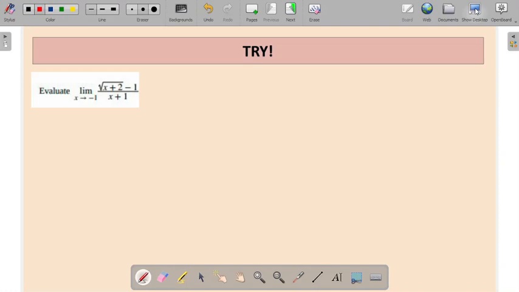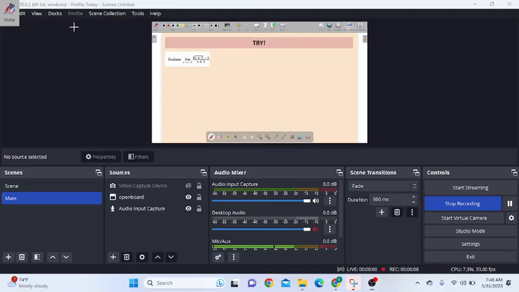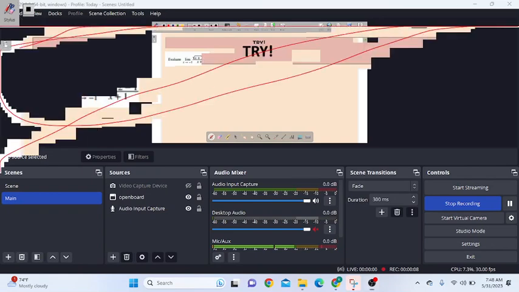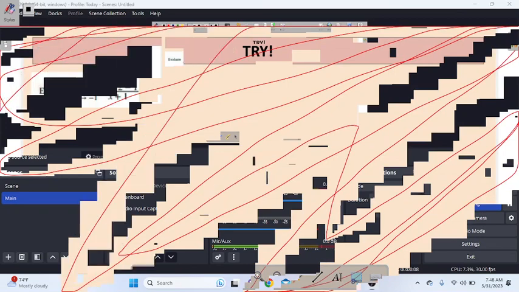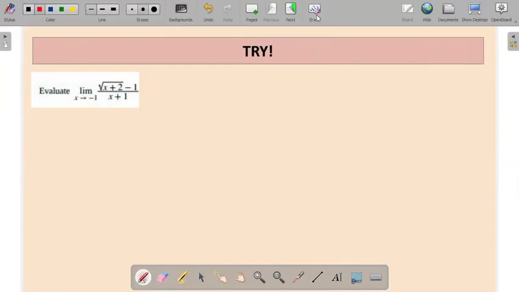In front of you, I've given you a question of finding the limit of this function. You need to find the limit of the function under root x plus 2 minus 1 over x plus 1 as x approaches minus 1. If you find the limit of this function at minus 1, you will realize that it has a form of 0 by 0. Let me solve it for you.